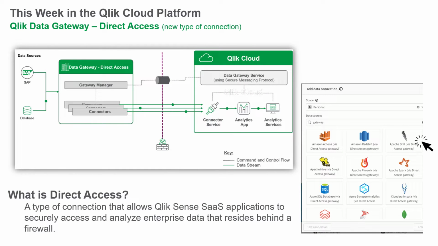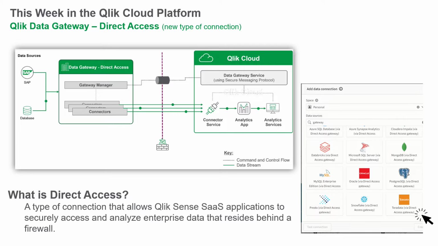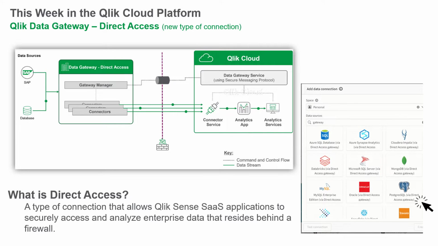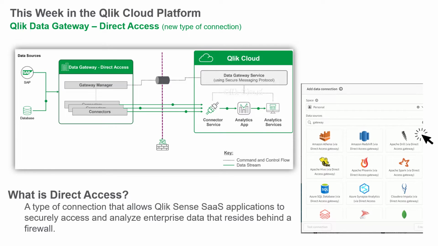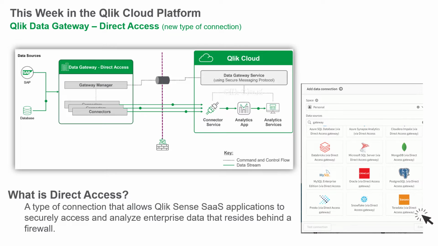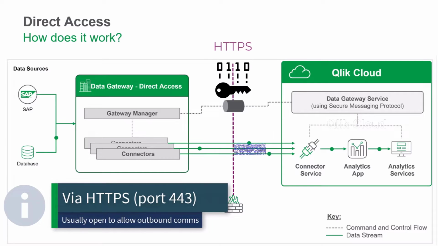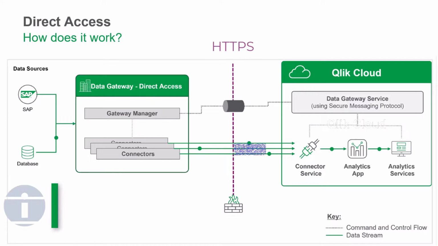This week, we introduce a new type of data connection that allows Qlik Sense apps to securely access data that is on-premises or within a virtual private cloud without compromising security, using what is known as Qlik Data Gateway Direct Access Connections. Since data can live anywhere, direct access makes data that resides behind firewalls accessible to be consumed in a SaaS analytics environment. Initially, releasing with connectors for ODBC, SAP, and many more coming soon.